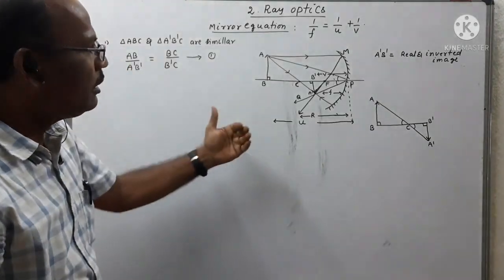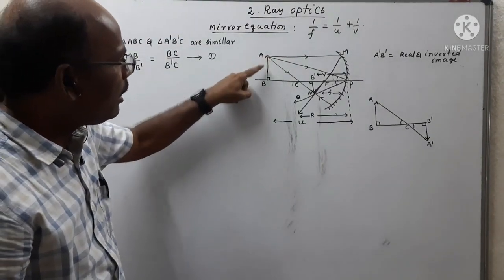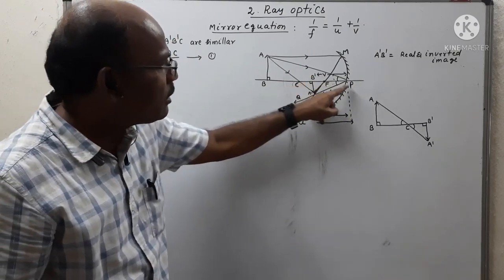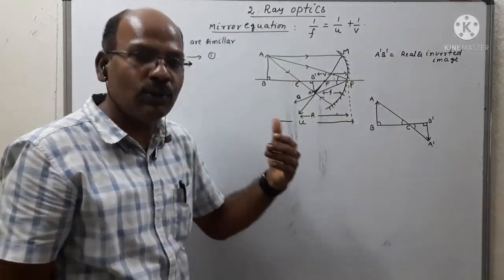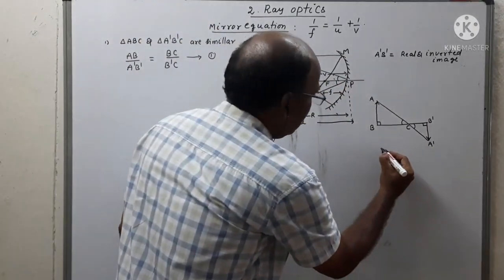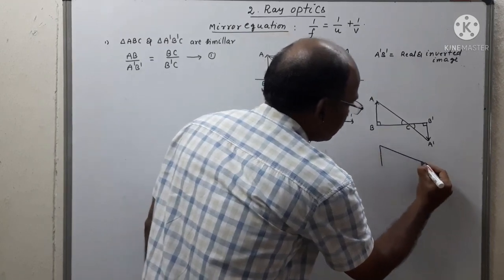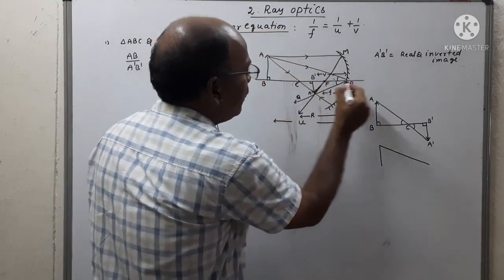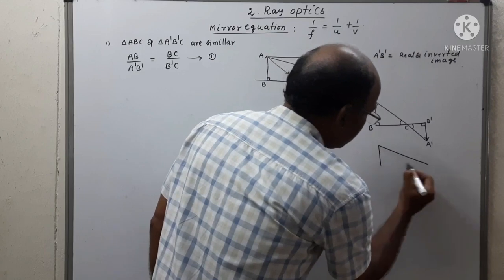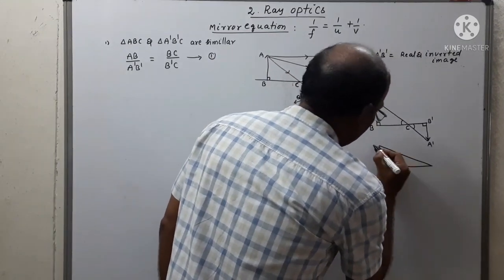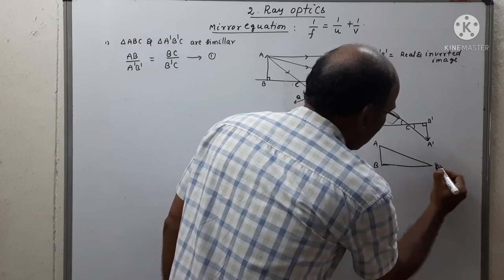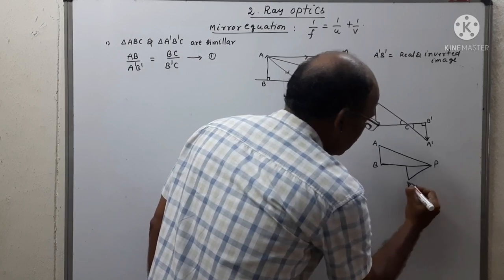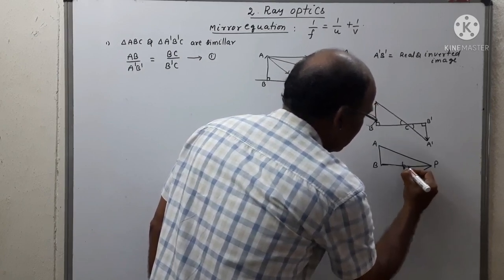Clear? Coming to the second pair of triangles, one is triangle ABP, and another one is A dash, B dash, P. These two triangles are also said to be similar. So we can draw the two triangles. So this is triangle ABP, and the second one is triangle A dash, B dash, P.